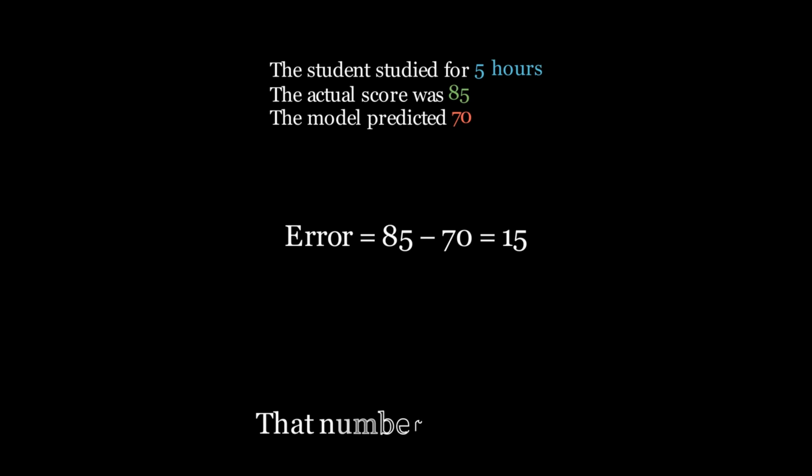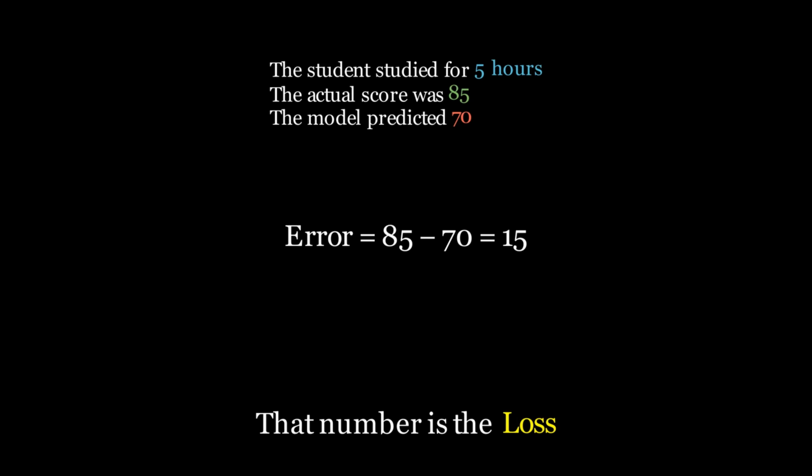Let's walk through a simple example from the previous video. A student studied for 5 hours, their actual score was 85, and the model predicted 70. So the error is 85 minus 70, which equals 15. But we don't stop at just knowing the error. We want to turn this into a single number that the model can use to learn. That number is called the loss.